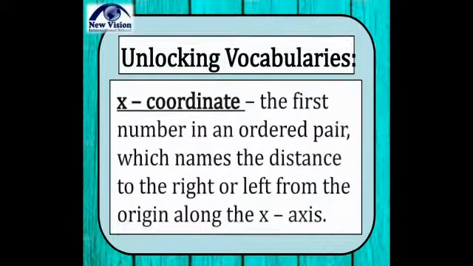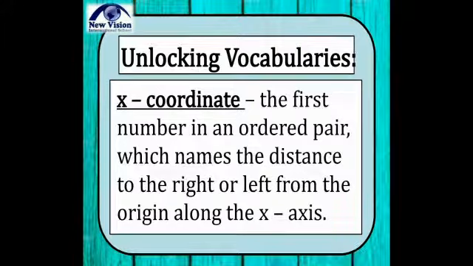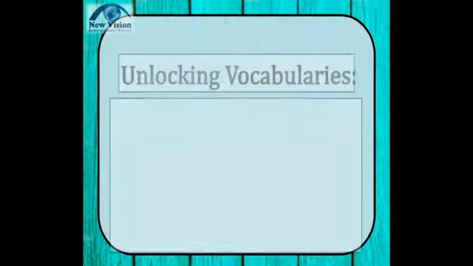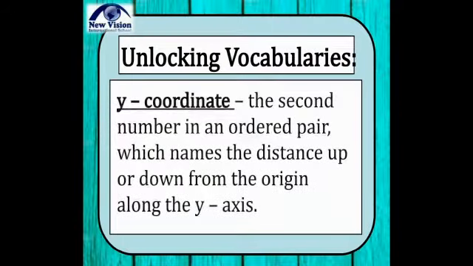Next, we have x-coordinate, the first number in an ordered pair, which names the distance to the right or left from the origin along x-axis. And the last term is y-coordinate, the second number in an ordered pair, which names the distance up or down from the origin along the y-axis.